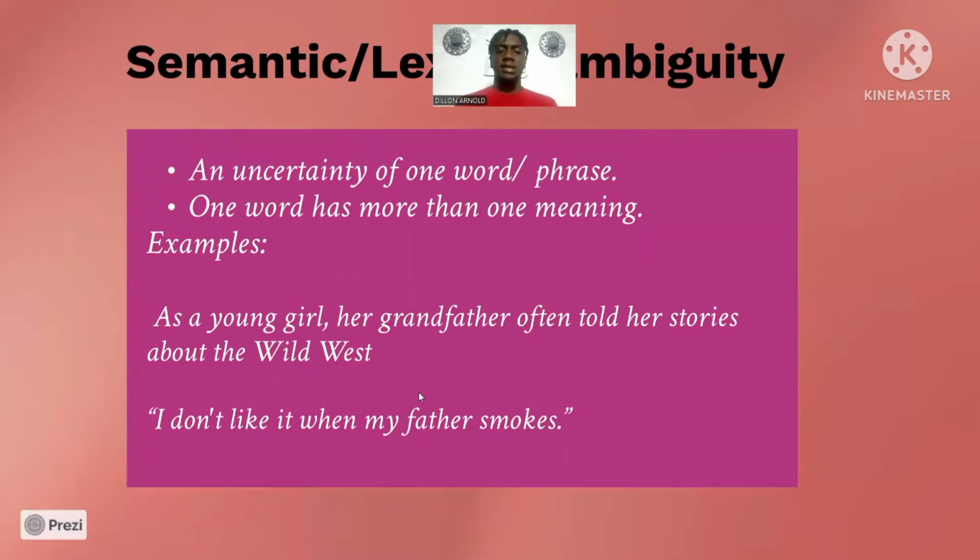The second example, I don't like it when my father smokes. Now, everyone knows smoking can vary from cigarette to marijuana, etc. And also smoking can be smoke from a fire, so in this given statement, smoke is the one word that has uncertainty. One may understand, I don't like it when my father smokes, in the sense that they don't like their father smoking marijuana, cigarettes, tobacco, etc. While others may understand it in the sense that there is a fire and he's smoking. So again, smoke in this case is the word of uncertainty.